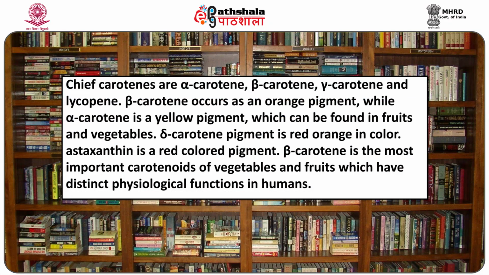Chief carotenes are alpha, beta, gamma carotene and lycopene. Beta carotene occurs as an orange pigment, while alpha carotene is a yellow pigment which can be found in fruits and vegetables. Delta carotene pigment is red-orange in color. Astaxanthin is a red colored pigment. Beta carotene is the most important carotenoid of vegetables and fruits. It has distinct physiological functions in humans.